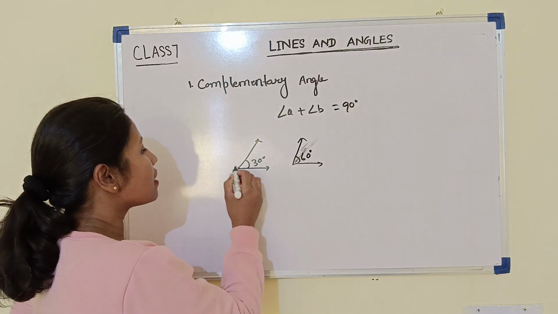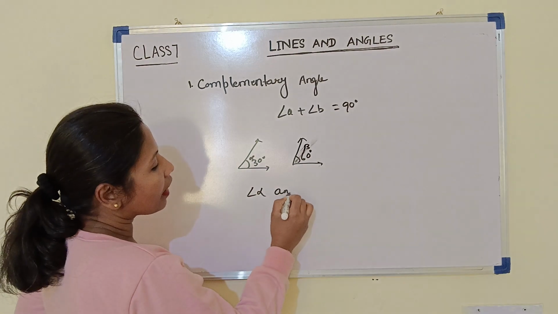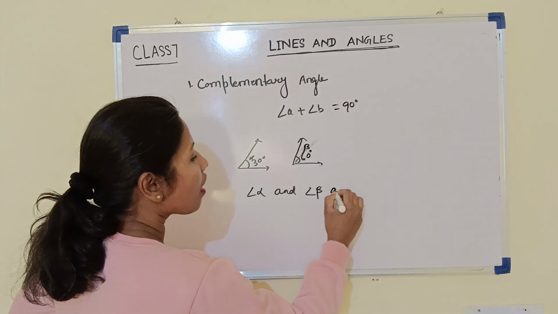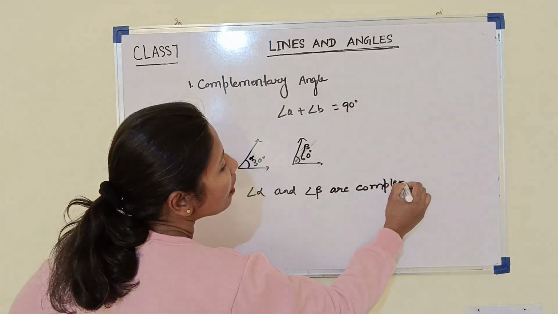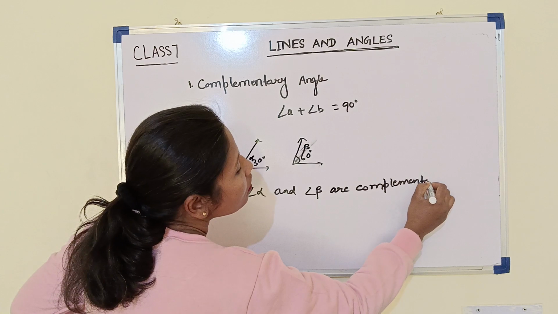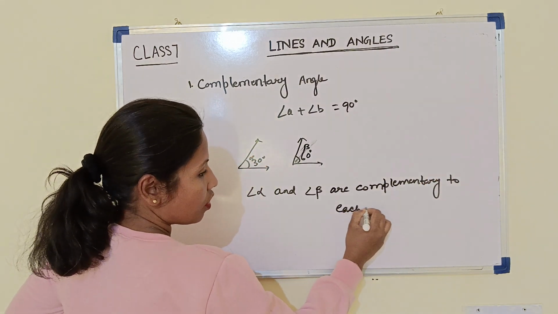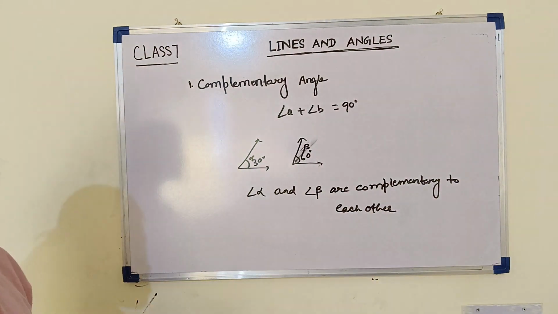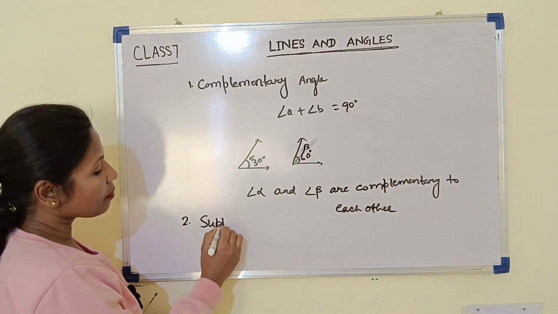So 30 degree plus 60 degree is 90 degree. So these two angles, this alpha and beta. So angle alpha and angle beta are complementary to each other. Okay, so this is complementary angle. Next we will read supplementary angle.